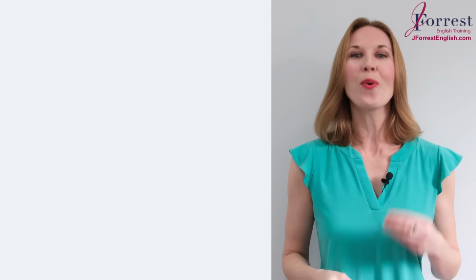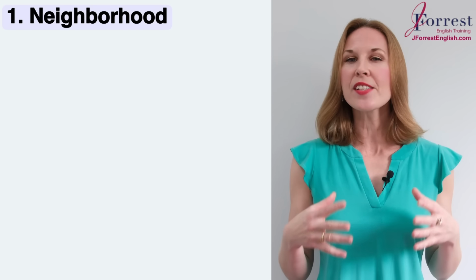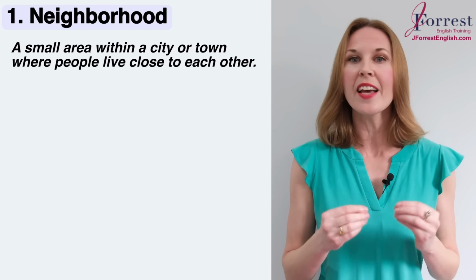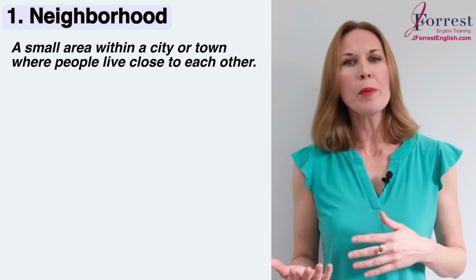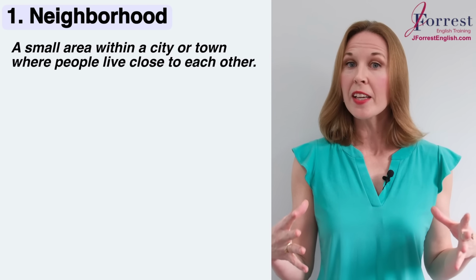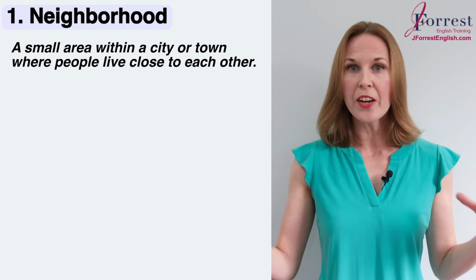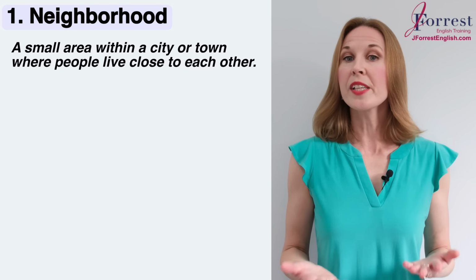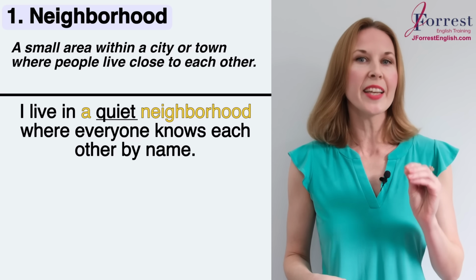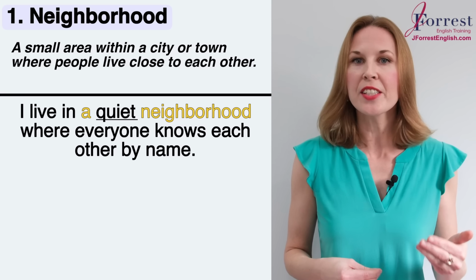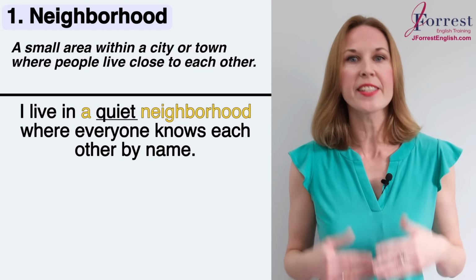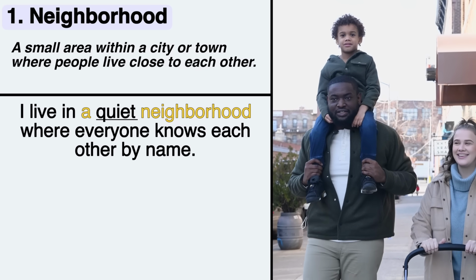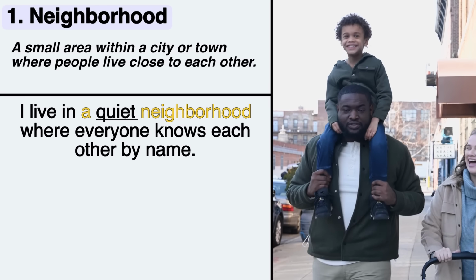First, you need to know what a neighborhood is. This is a small area within a city or town where people live close to each other. So just think of a neighborhood as you have a large area and then you have a smaller area. That's a neighborhood. You could say, I live in a quiet neighborhood. So add adjectives. That will help you sound more advanced. I live in a quiet neighborhood where everyone knows each other by name.